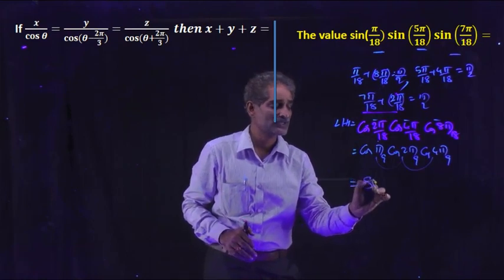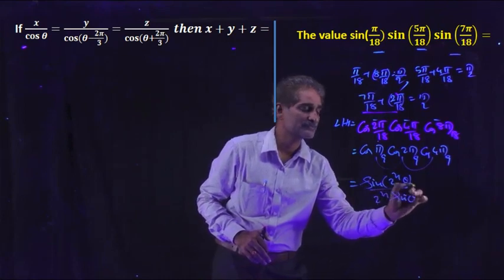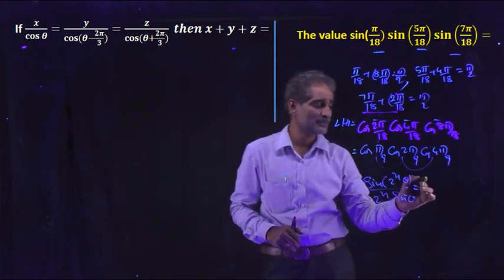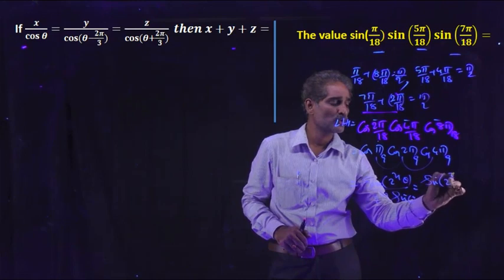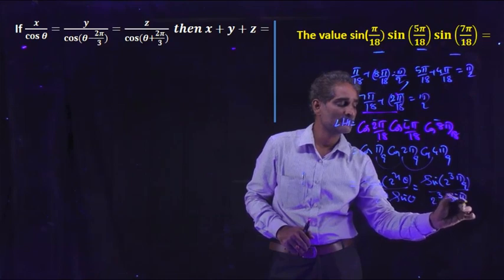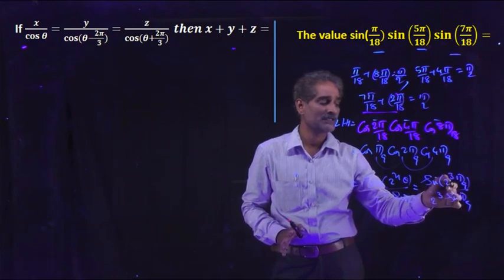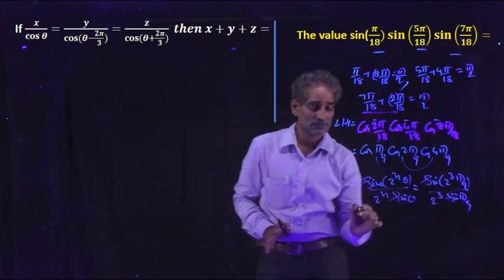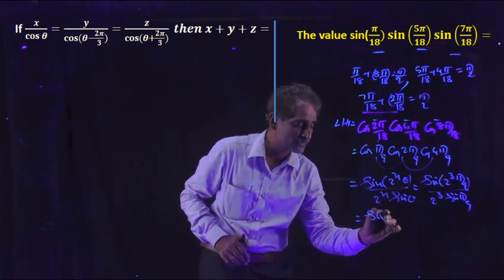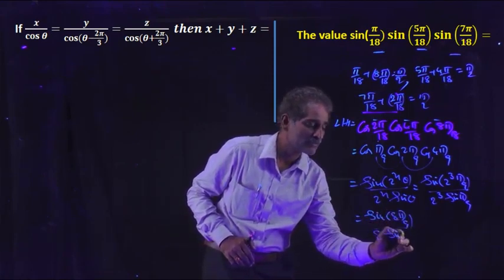What is the formula? Sin of 2 power n theta by 2 power n sin theta. So here the number of terms n is equal to 3 and theta is equal to pi by 9. Just substitute here: sin of 2 cube into pi by 9 by 2 cube into sin pi by 9. Again observe that 8 pi by 9 is there, pi by 9 is there. Here you can write 8 pi by 9, and in the denominator 8 into sin pi by 9.